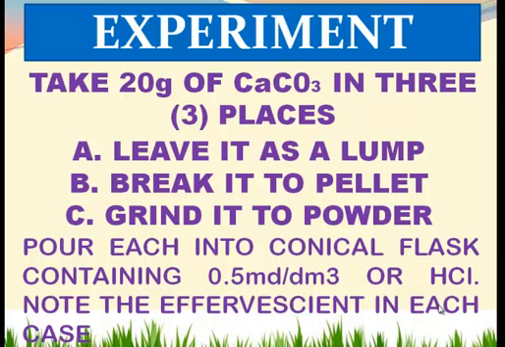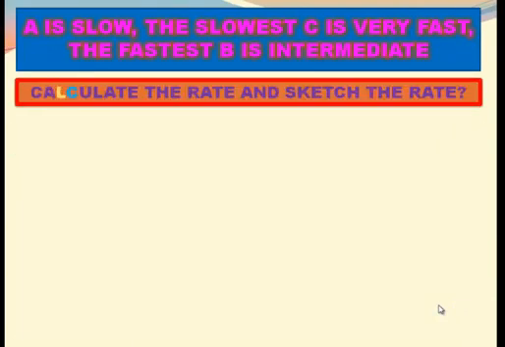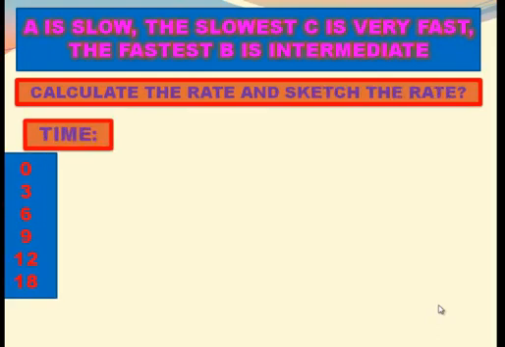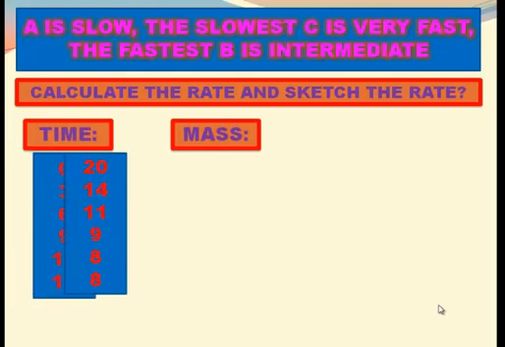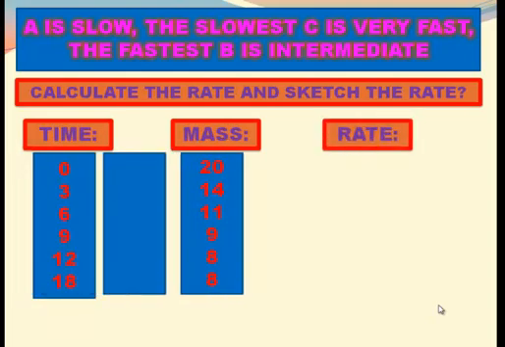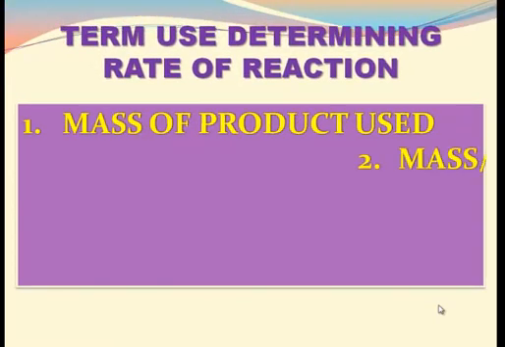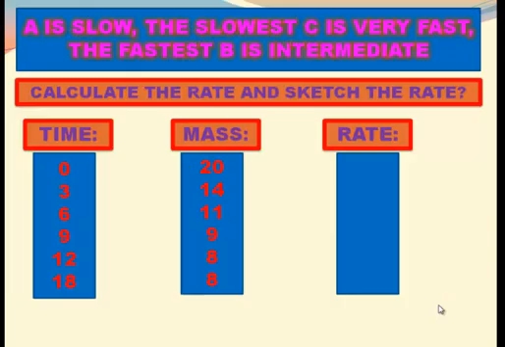Which one do you think will give more effervescence? Which one do you think will give more gas? Which one do you think that the rate of chemical reaction will be very fast? A will be slow, the slowest. C is very fast, the fastest, and B is intermediate. If we calculate the rates and sketch the rate at which the masses are used up per unit time in each case, then we are going to have what is known as the rate curve. So A is slow, C is the fastest, and B is in between.